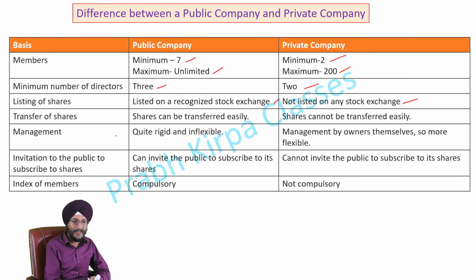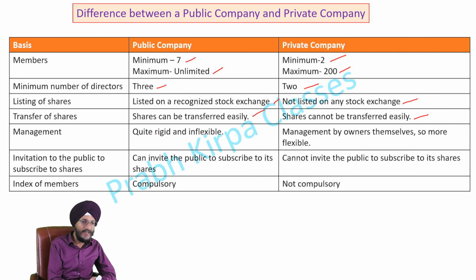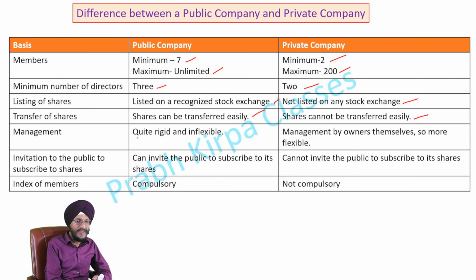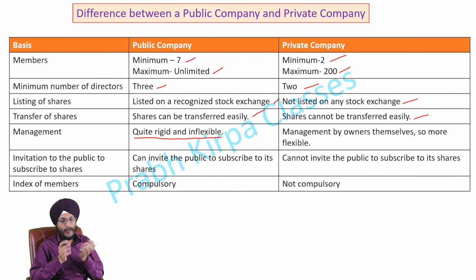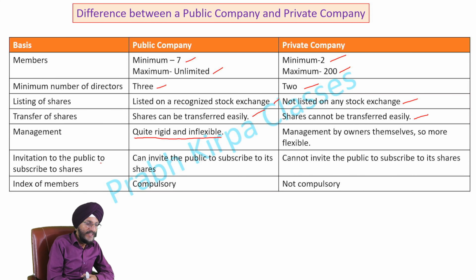Shares of a public limited company can be transferred easily, whereas the shares of a private company cannot be transferred easily. In the case of a public company, the management has to follow the rules and regulations of the company, so it is quite rigid and inflexible. In the case of a private company, owners themselves are the managers of the company. Management lies in the hands of the owners, so they are more flexible in taking decisions as per the situation.